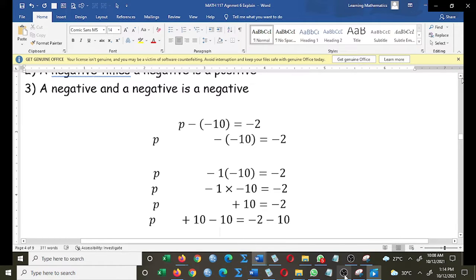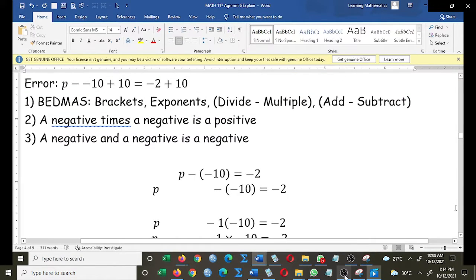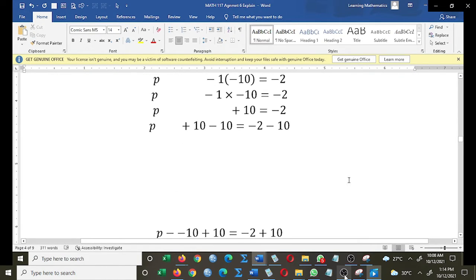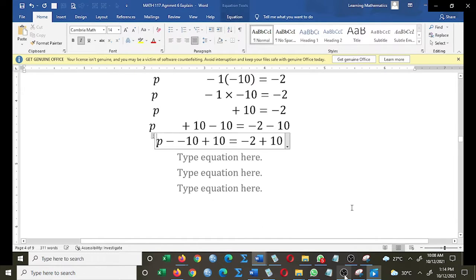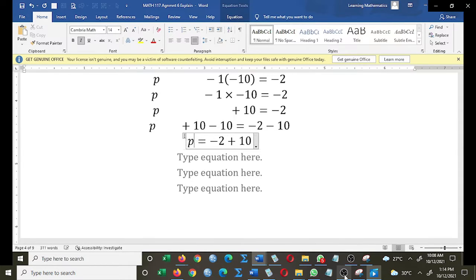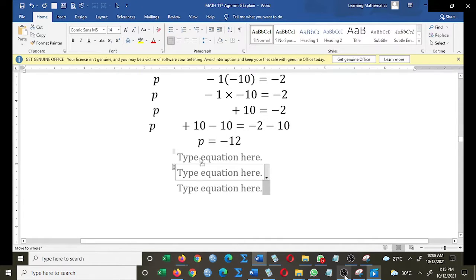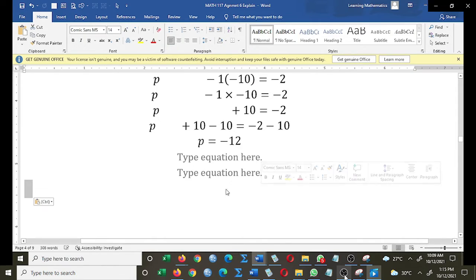We have 3 points there. You have the bed mass, you have negative times a negative, you have a negative and a negative is a negative. Which one of these do we use to get our final answer? A negative and a negative is a negative. I know we have not been accustomed to saying it, so we have to get used to saying it. A negative 2 and negative 10.